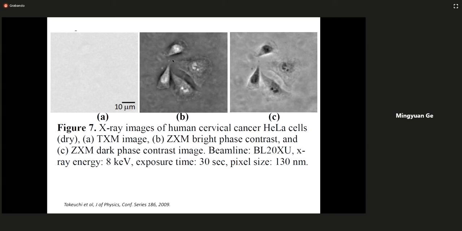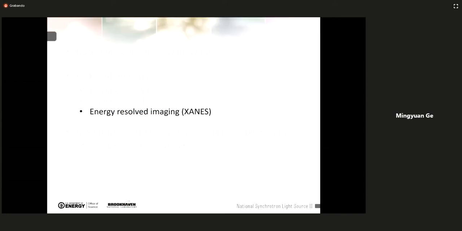So this is the positive Zernike phase, this is the negative Zernike phase. We see the small features inside the HeLa cell. Okay, so we have covered all the basics for imaging with and without using a lens.